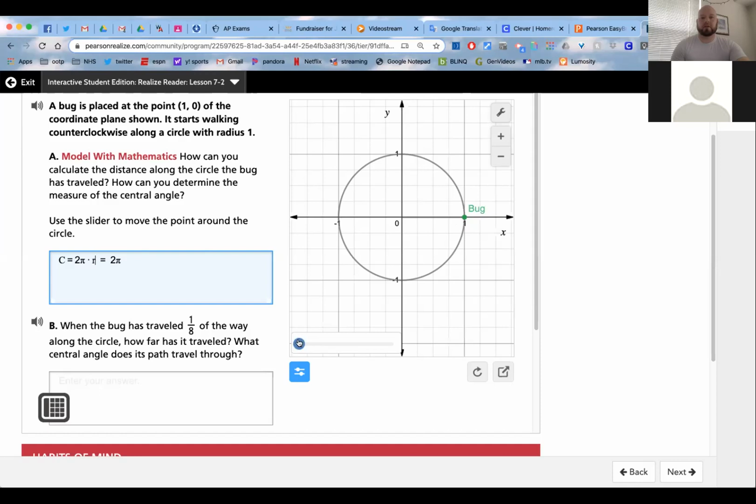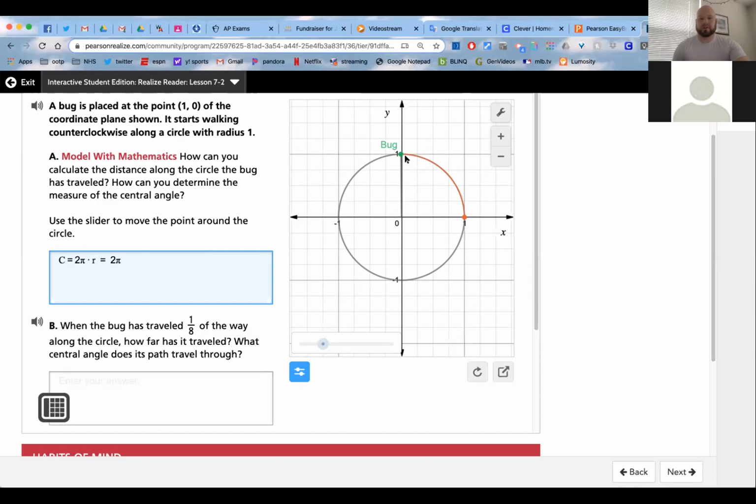But as the bug moves, it's getting a bigger and bigger angle. Maybe you can see this looks like it's about halfway between the x-axis and the y-axis. And you should know that this angle from the x-axis up to the y-axis is 90 degrees. So if I'm halfway, that would be 45 degrees. If I go all the way up to the y-axis, maybe get a little bit closer.